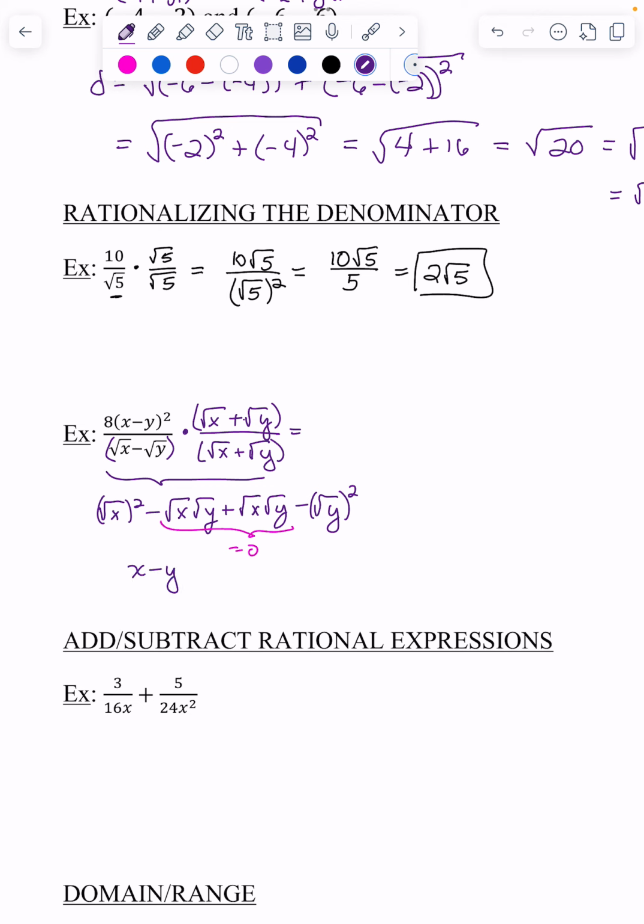So let's go ahead and pop that up here, and we're going to have 8 times x minus y squared over the square root of x plus the square root of y, all divided by an x minus a y. That's from down here, all right?